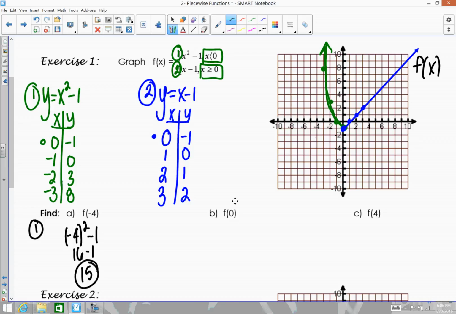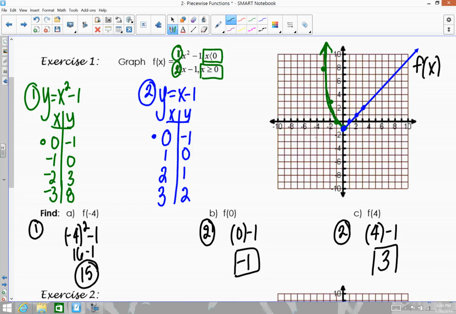Then I look at 0. 0 is going to belong to the second equation, so I could plug that in, and we get -1. Then I look at 4. 4 belongs to the second equation as well, because 4 is greater than 0. So we're going to plug that in. 4 minus 1 gives me 3. Again, 0 and 4, you could have just easily looked on the graph. 0 is at -1, 4 is up here at 3. Or you could at least see from the graph, okay, it belongs to the line, so plug it into the line equation, or the linear equation.